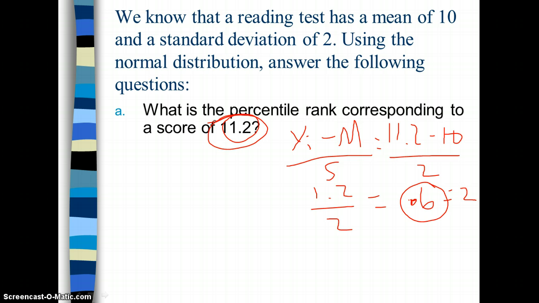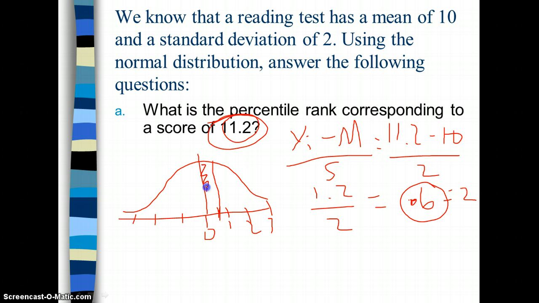So all we have to do, we've got 1, 2, 3, here's 0, here's 1, 2, 3. It's 0.6, it's right here. So we can find the area between this score and the mean, and we know that this right here is 50% of the distribution. So it's simply this plus this to get the percentile rank.